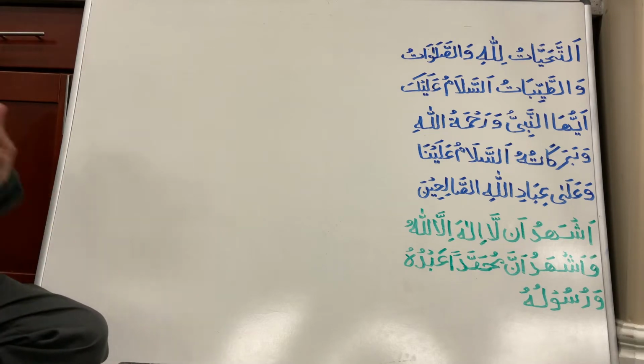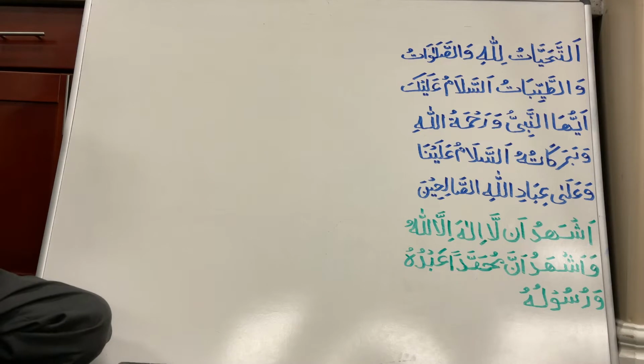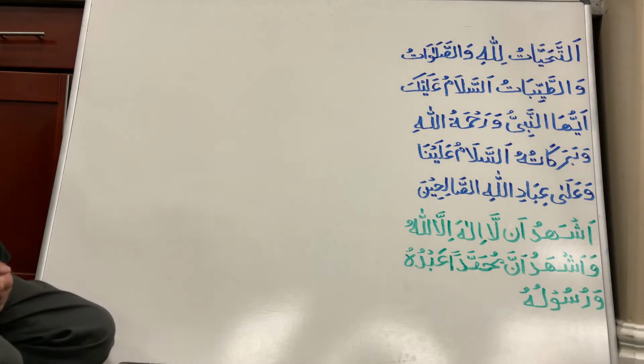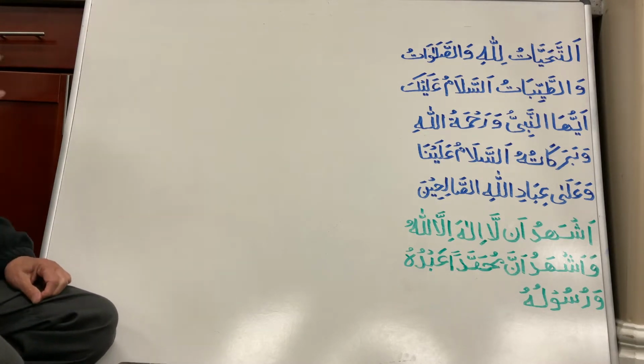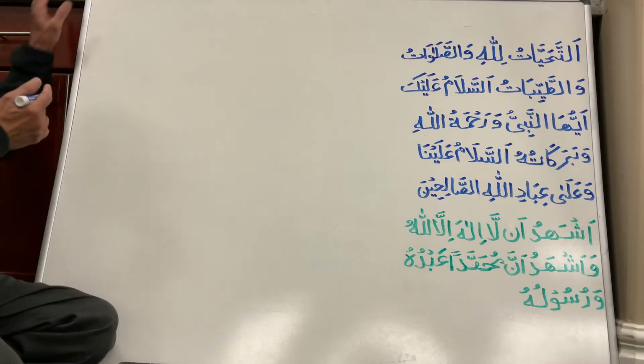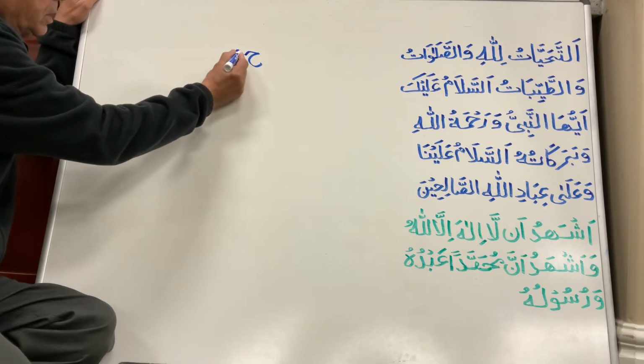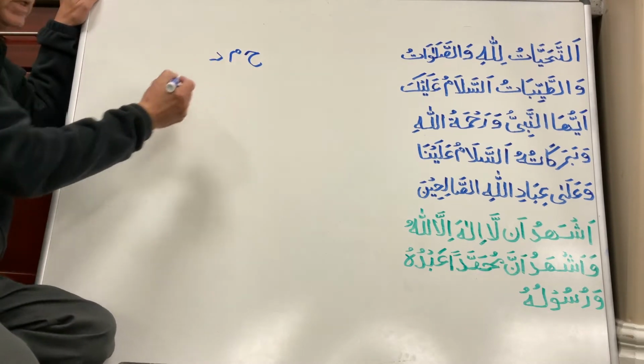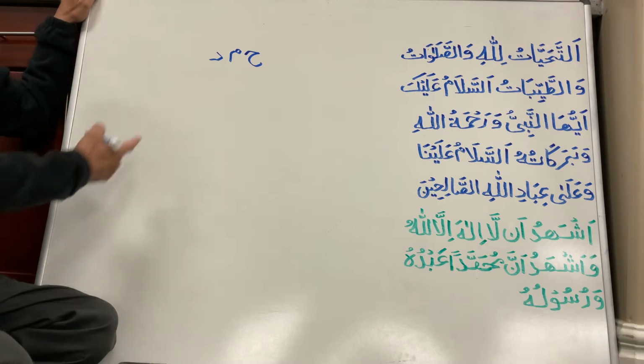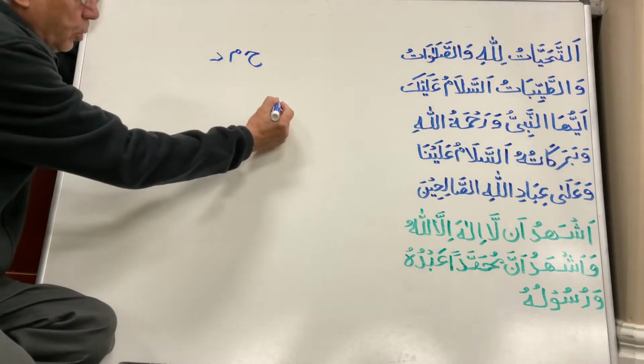After the sujood, in the second and the fourth rakat, we sit down and recite the dua, which starts with the words at-tahiyyatu. So inshallah we'll try to understand the meanings and breakdown of these words. But before I start on that, there is a rule that I want to explain: if you have these three letters, ha, mim and dal, the meaning of these is to praise.